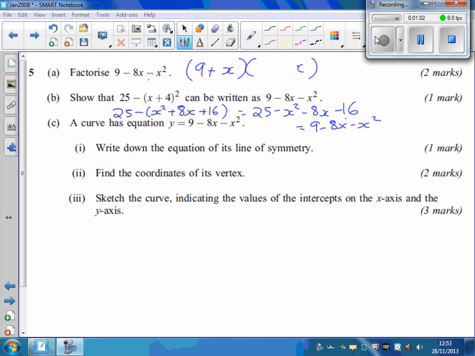Then what are you going to do? Write down its line of symmetry. Well, this graph here, what does it look like?